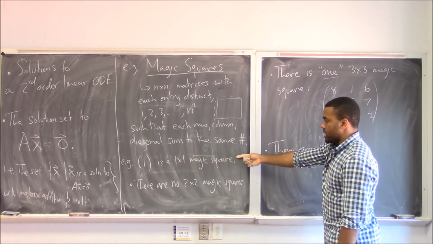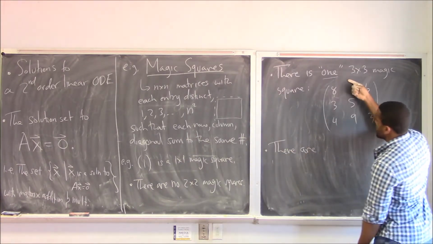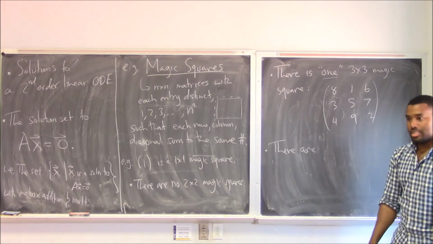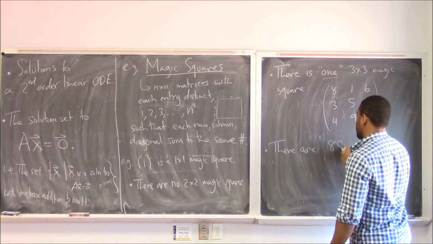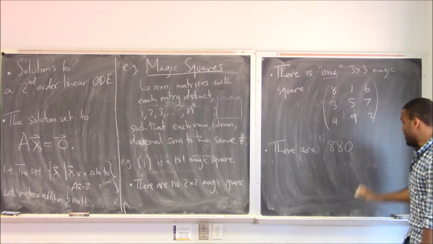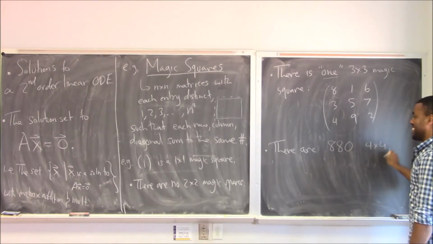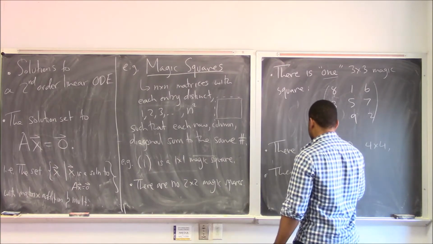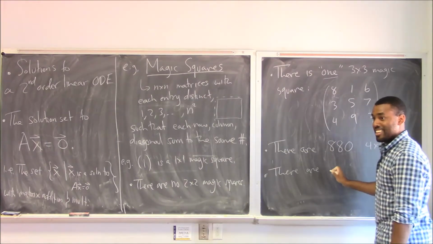So there's one of this guy, there are none of that guy. There's one of this guy. You know how many 4 by 4s there are? Random. 880 4 by 4. You know how many 5 by 5s there are? 760.